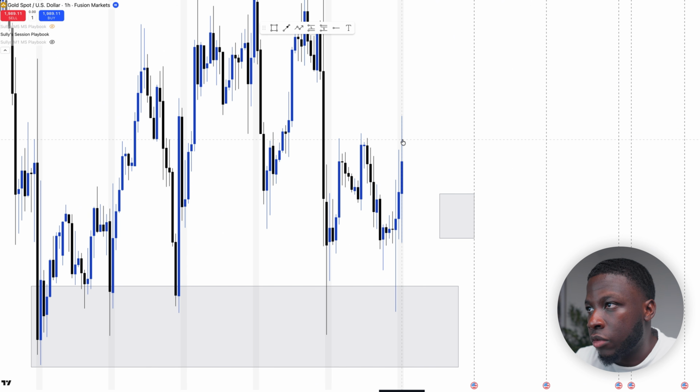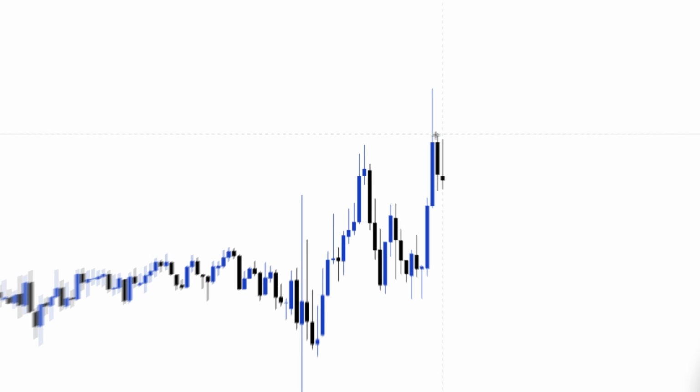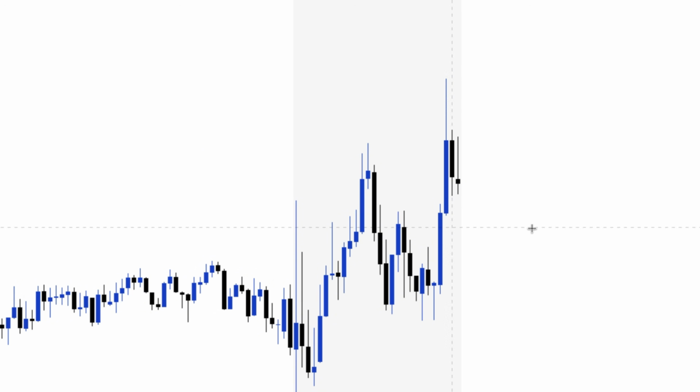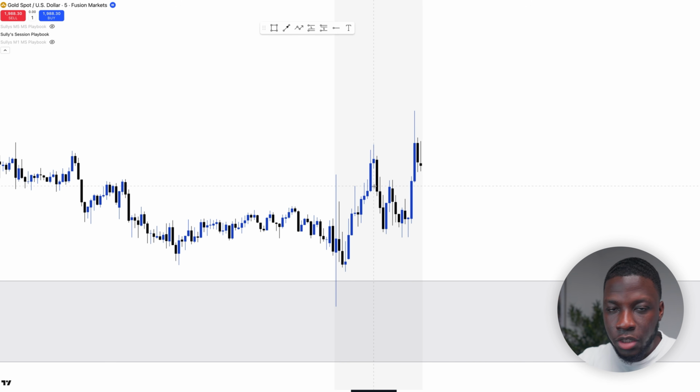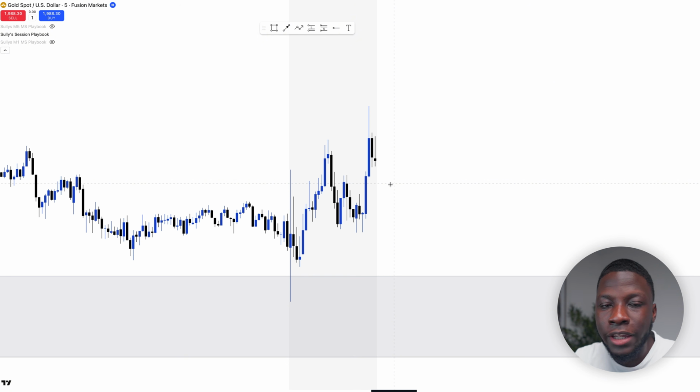We failed to break and close above this low in the 1 hour. However, if you go into the 5 minute, you will see that we have broken above this high. So this is the market structure part of things. It's very, very important, because for you to even look at supply and demand in the first place, you need to make sure you're doing it in the direction that price is going in. So right here that we're breaking highs, in this instance, I would be looking for a demand.